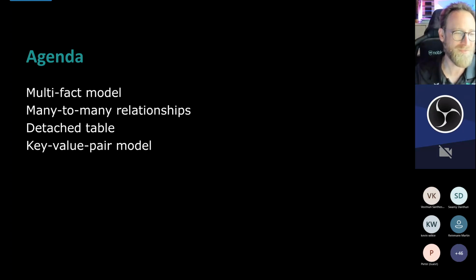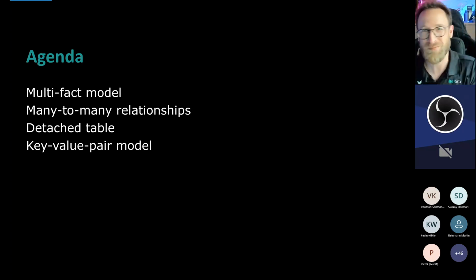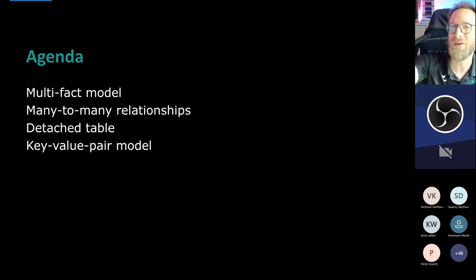And the last one is the key value pair model, which is not really a model, right? Because it's just one table with a key column, like name, salary, birth date, whatever, address, and then a value column, which is then Bill, Seattle, some date, whatever.